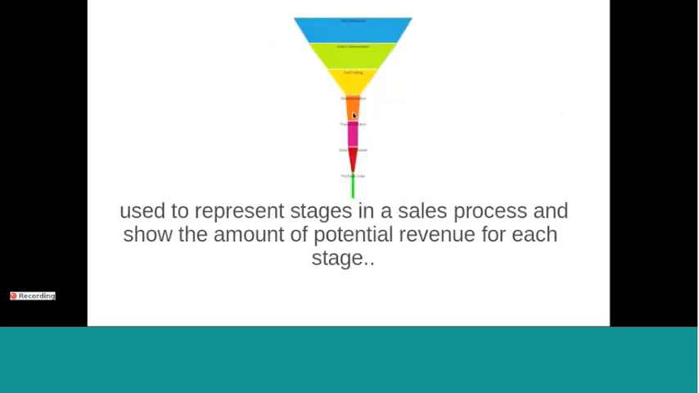Next, we have a funnel. As the name says, it represents stages in a sales process and shows the amount of potential revenue for each stage. It can be for any business process. It defines the different stages of how each process is related to another.